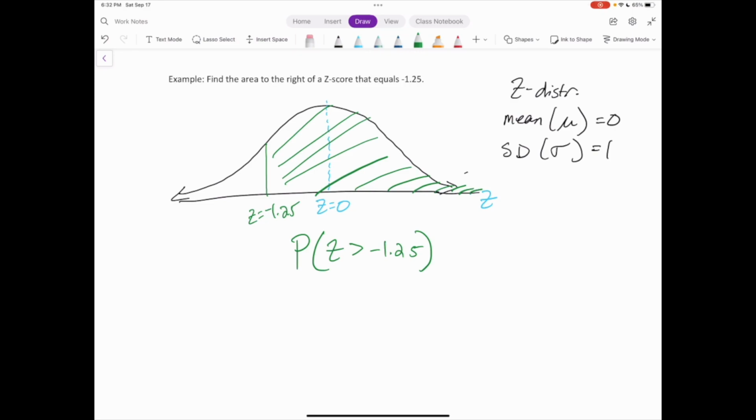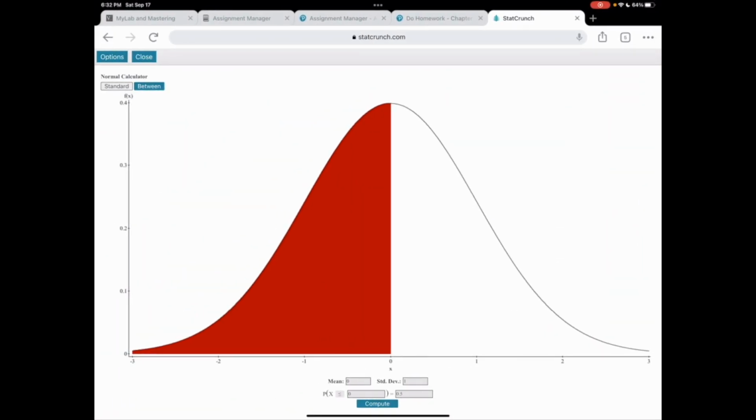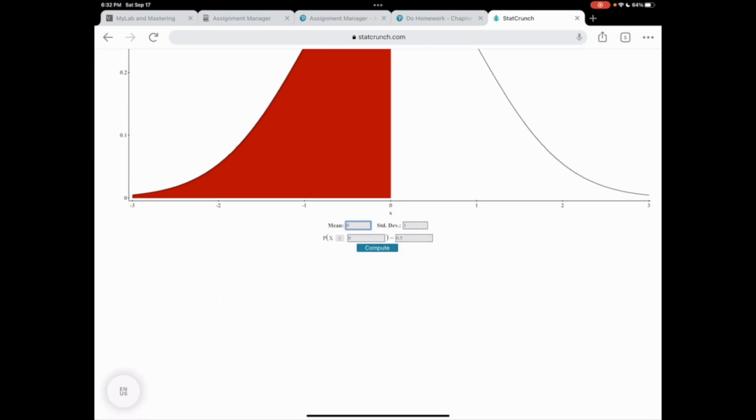If I want to find an area to the right, just look at where my inequality is pointing. My inequality is pointing to the right. If I wanted to find an area to the left, my inequality would be a less than. I'll show you the case of going in between two values in a second. Now, down at the bottom of the calculator, they need to know the mean of your normal distribution. Our mean is 0 because we are dealing with the z distribution, and our standard deviation is 1. So we are good there.